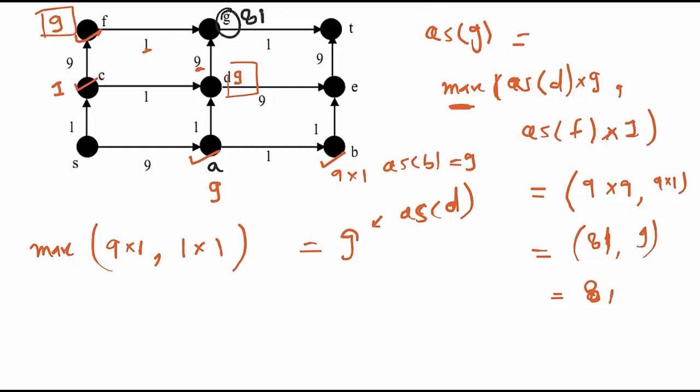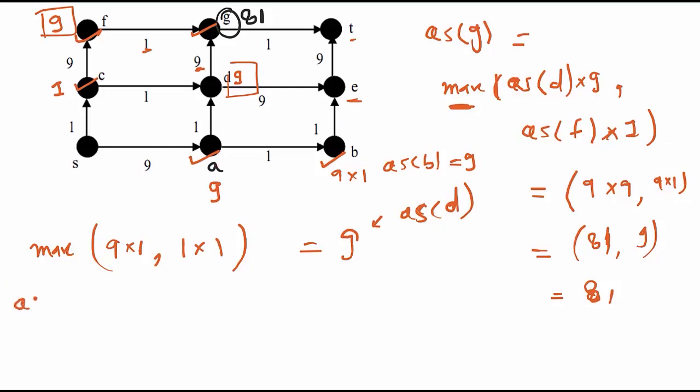81 is the quality score of G, right? Now G is also done, and we are left with E and T. Okay, what is the quality score of E? Quality score of E we can easily find out by using the quality score of D and B, right?